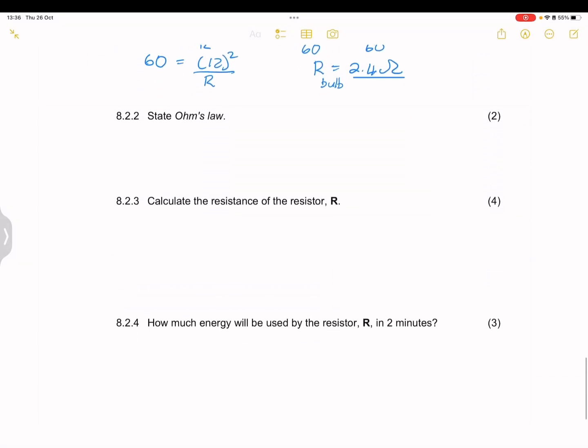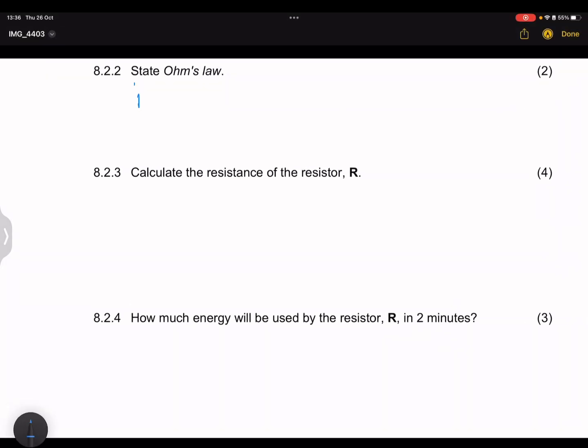Now they say to state Ohm's law. Remember, Ohm's law simply says the current across a conductor, right?